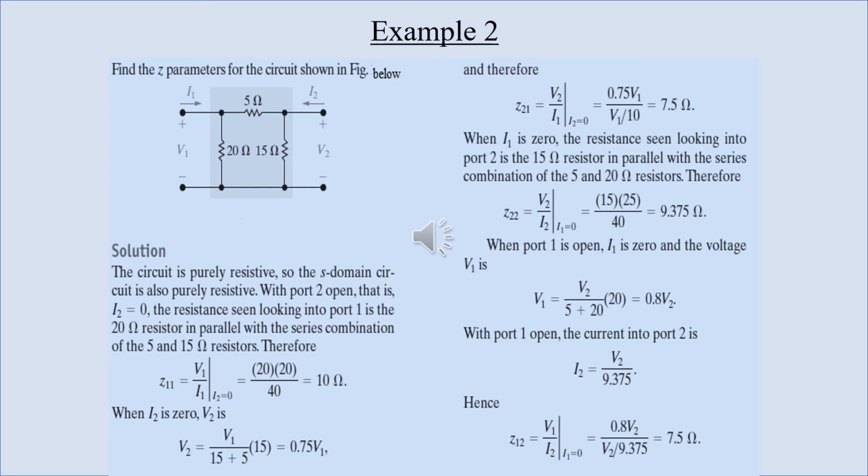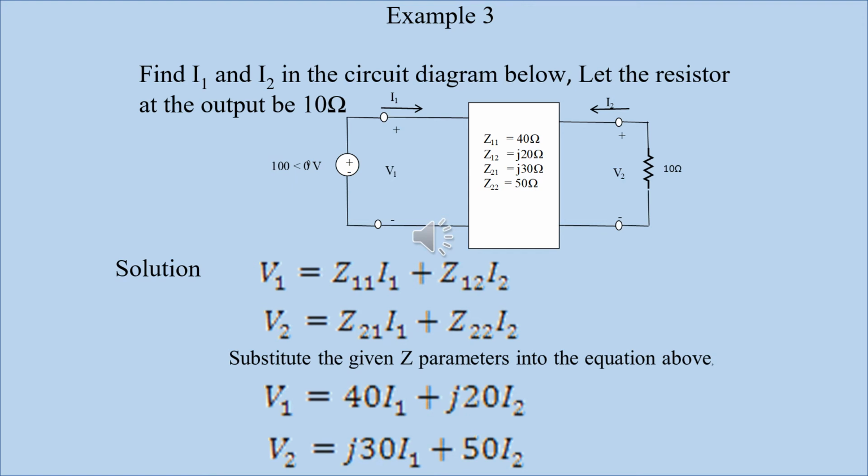We are asked to find I1 and I2 in the circuit given here, and our impedance parameters are given: Z11 to be 40 ohms, Z12 to be j20 ohms, Z21 to be j30 ohms, and Z22 to be 50 ohms. From this circuit, we can see our V1 is definitely 100 angle 0 degree volts, and our V2 will be minus 10 I2, that is the voltage drop across the 10 ohm resistor.